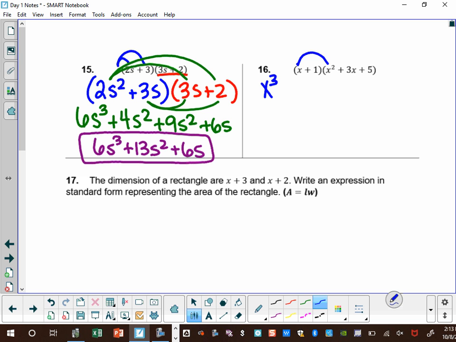And then I have x times 3x, which gives me how many x's? 3x squared. Because we're just multiplying 1x times 3x, so that's 3x squared. And then x times 5, 5x. Good. All right, so that's my first x distributed. Now I have 1 times x squared, which would be what?